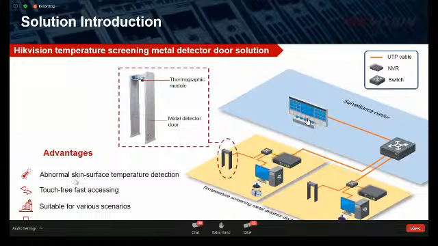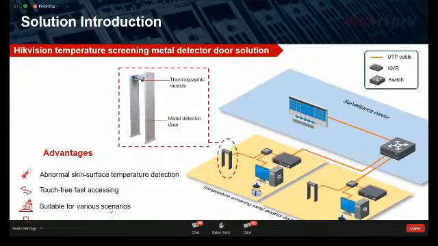So first thing is we will have the abnormal skin surface temperature detection. So if you don't want anybody with high temperature to enter into your premises, then definitely we can use this device. Second is the touch-free fast accessing. Now the camera which we use here with this metal detector has a 3 mm lens size, and it can detect the temperature of a person from a distance of up to 1.5 to 2 meters away. So you make sure that before the person enters into this premises, his temperature is being detected without touching him or without any physical contact with this person.